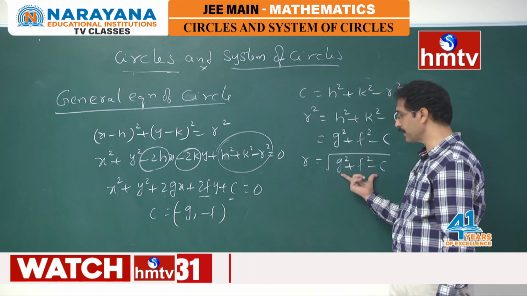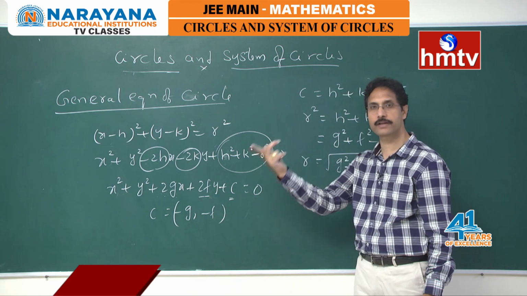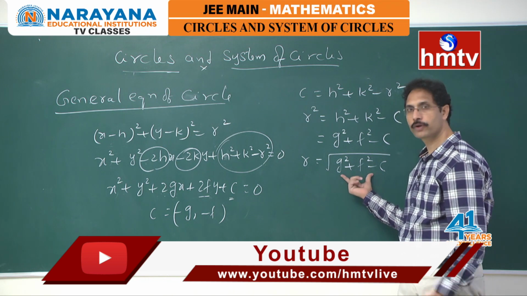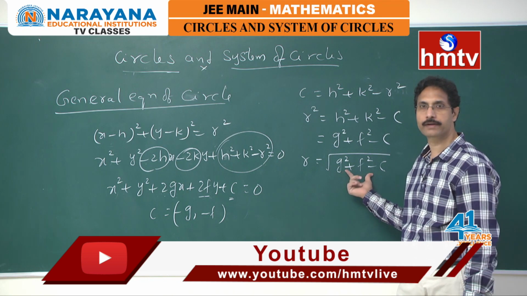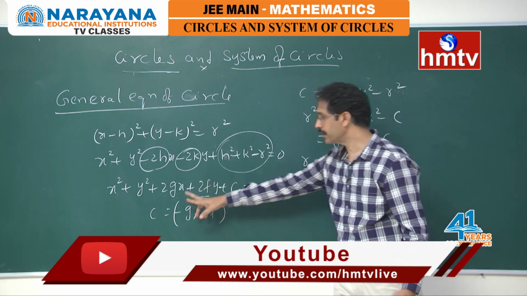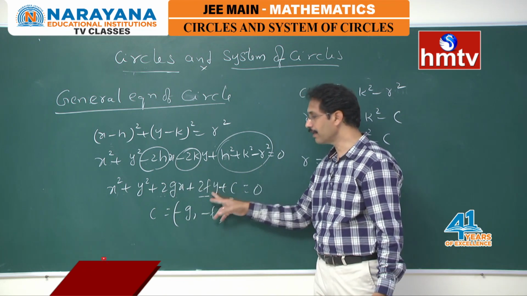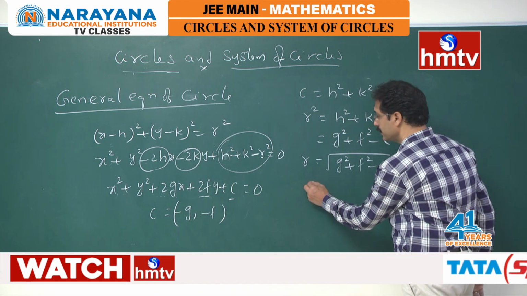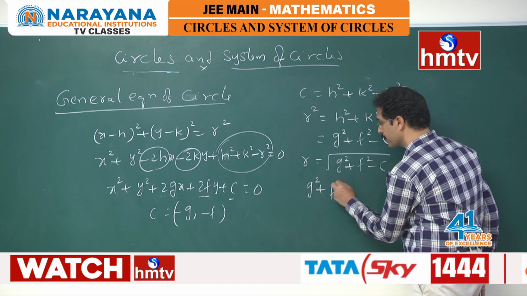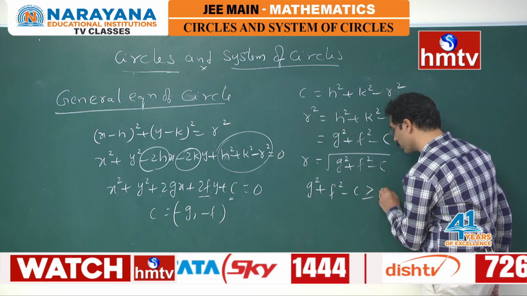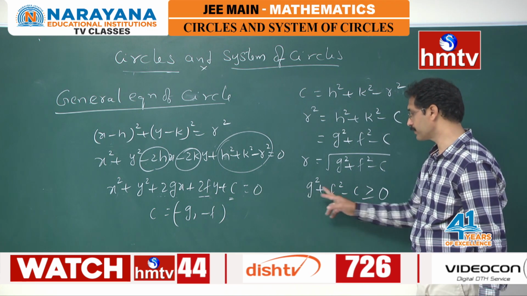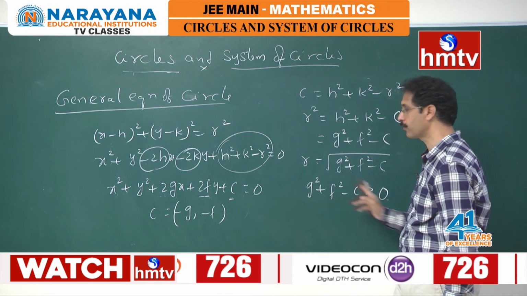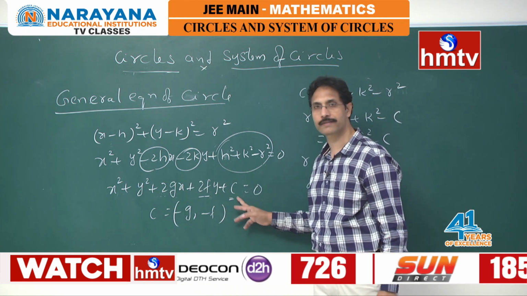If it is greater than 0, you will get a non-zero radius. If it is 0, the radius will be 0, that is a point circle. That is why we say that it represents a real circle. Then g² + f² − c ≥ 0. Means for g² + f² − c ≥ 0, it represents a real circle.